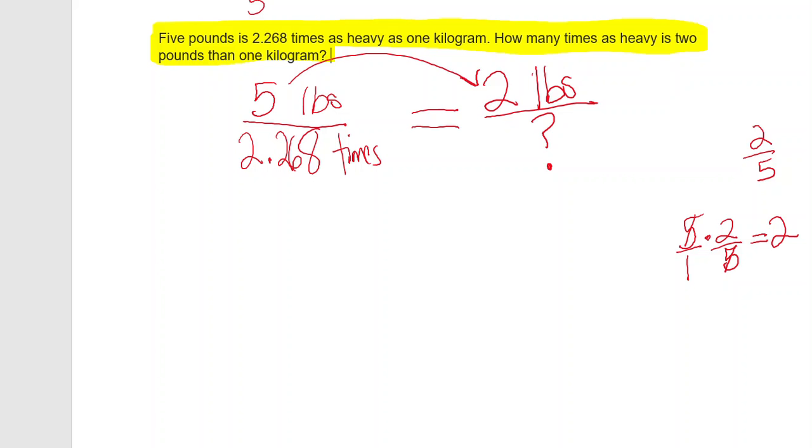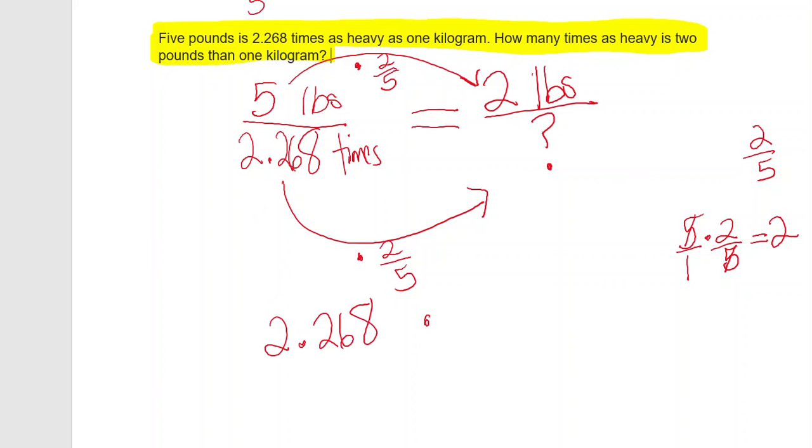So I've identified that I'm multiplying the top by 2/5 to get from 5 to 2. Whatever I multiply the top by, I need to multiply the bottom by. So if I take 2.268 and I multiply it by 2/5, I will get the unknown amount that I'm looking for.